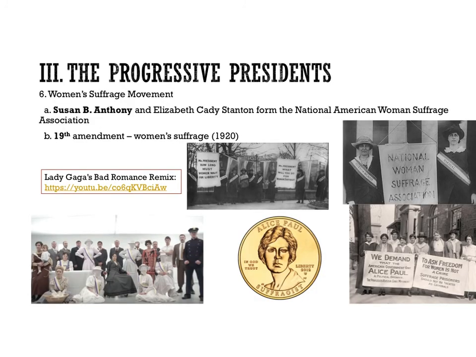All right, finally, we have essentially the last amendment. It comes while Wilson's actually president. He helps get it pushed through. But the women's suffrage movement actually goes back as far as Seneca Falls, where the women meet up. Susan B. Anthony is key in this, so you have to know that. Elizabeth Cady Stanton, even Alice Paul, which most textbooks don't talk about.